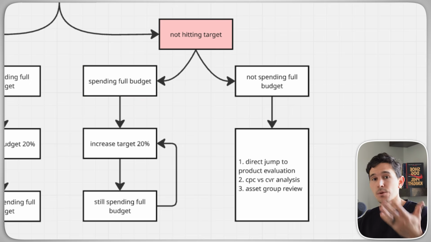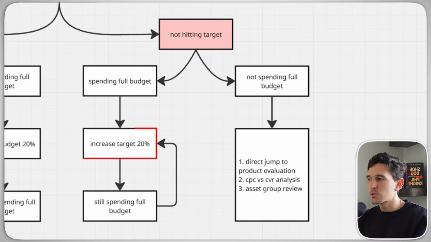So you're spending $100 a day, $1,000 a day. You set a target return on ad spend of, let's say, 300%, and you're getting a 2. That doesn't seem fair to me. You should not be spending your full budget if you're not hitting your target and you've clearly defined that target to Google. The easiest solution here starts with increasing your target by 20%.